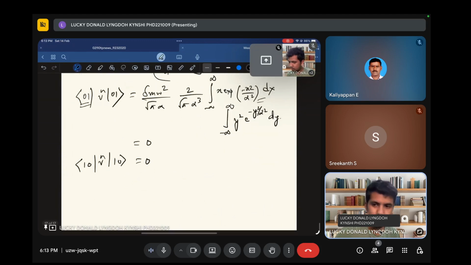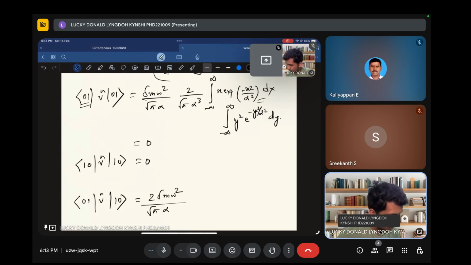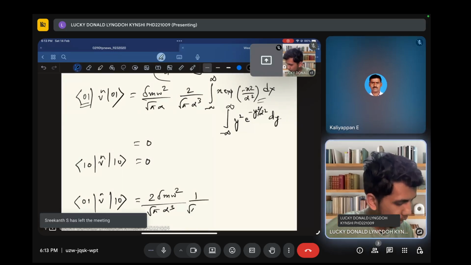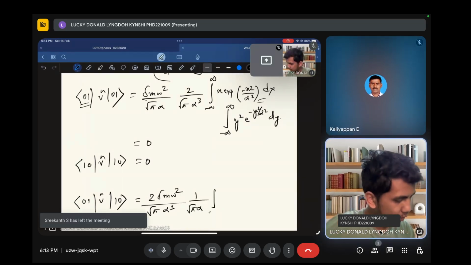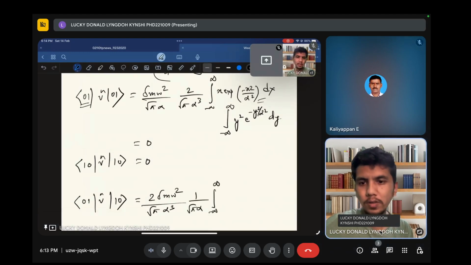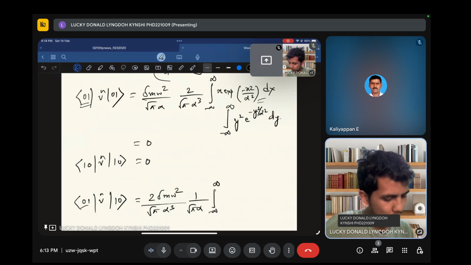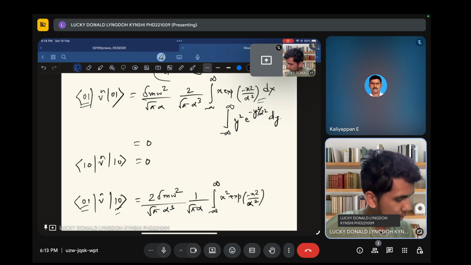Okay, now there is another term. What is that term? The 0, 1 state from here, V prime, and the 1, 0 state from here, right? So in this case what you will get is, I'll just write it out, 2 delta m omega square by root over pi alpha cube times 1 by root over pi alpha. Okay, integration from minus infinity to plus infinity. Again, it's the same thing. You just need to substitute again 0, 1 and 1, 0 here. So you get x square exponential of minus x square by alpha square dx.